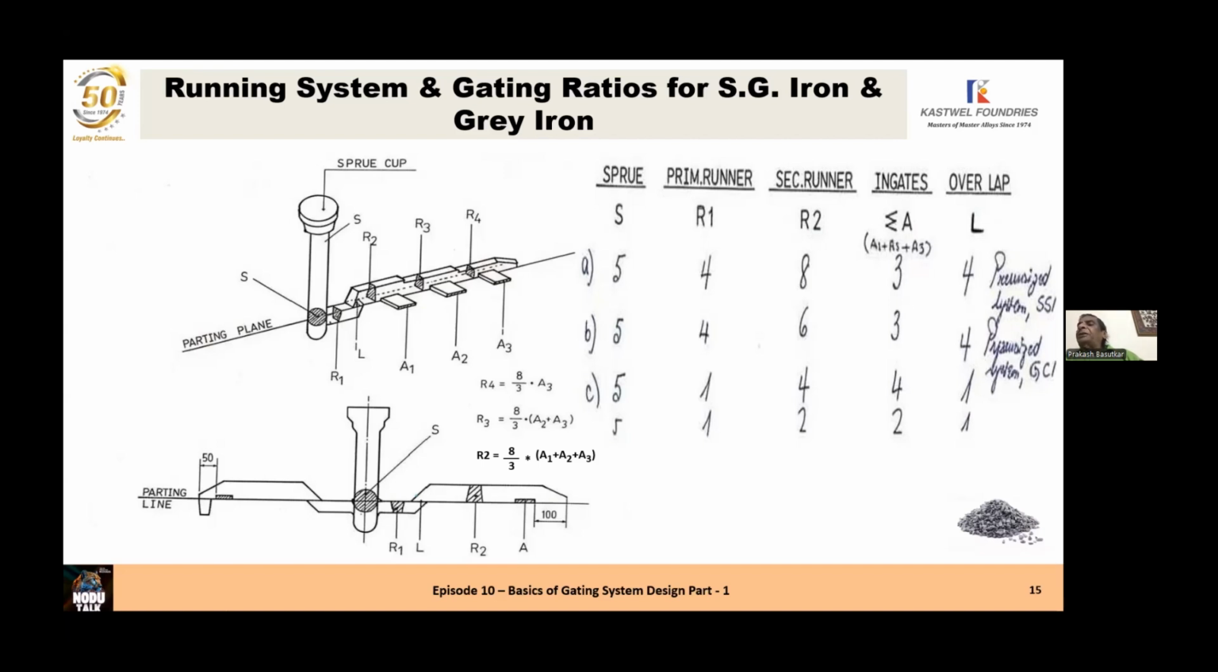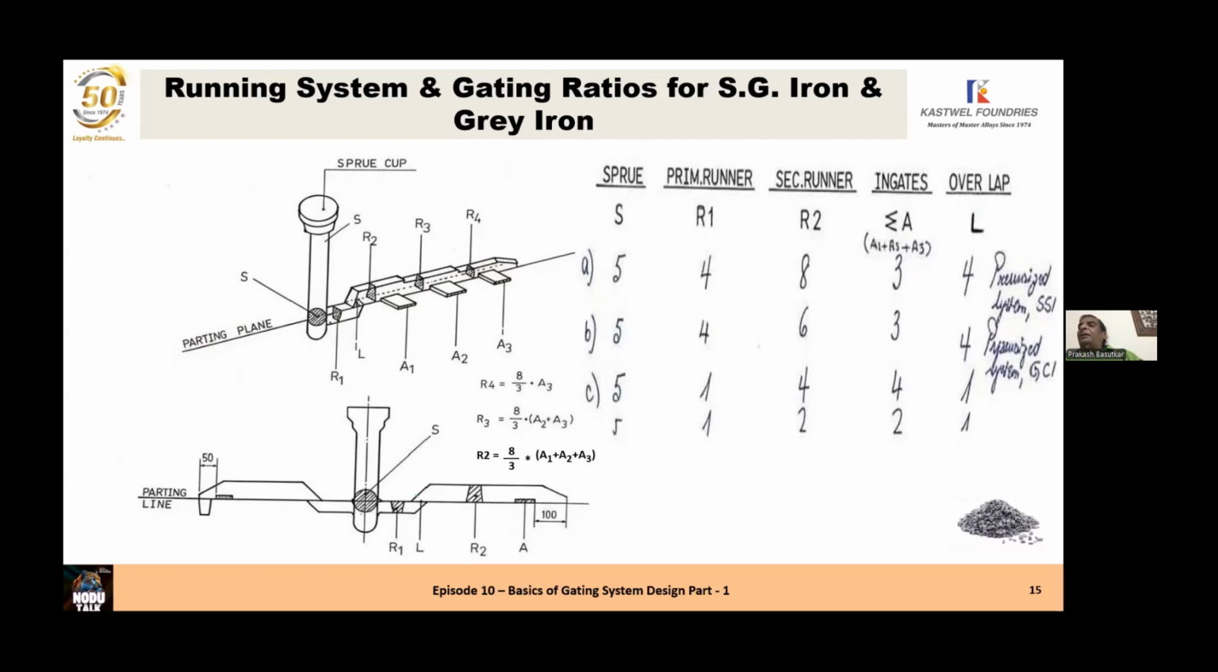So the runner in the gray iron is somewhat lesser in height as compared to the runners designed for the SG iron. The ingate is still the same as a choke and is a pressurized system. So the overlap is equal to the area of the primary runner. So the difference between the pressurized system for SG iron and the pressurized system for gray iron is that the SG iron runners are taller as compared to the runners in the gray iron case.